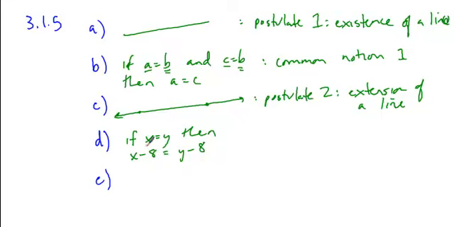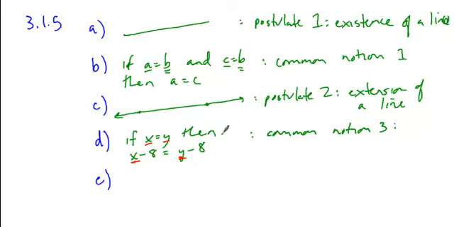In this example, if we start with x is equal to y, the only difference, we removed the same value from each side. So this is an example of common notion 3, which is removing equals from equals. The remainders are equal.